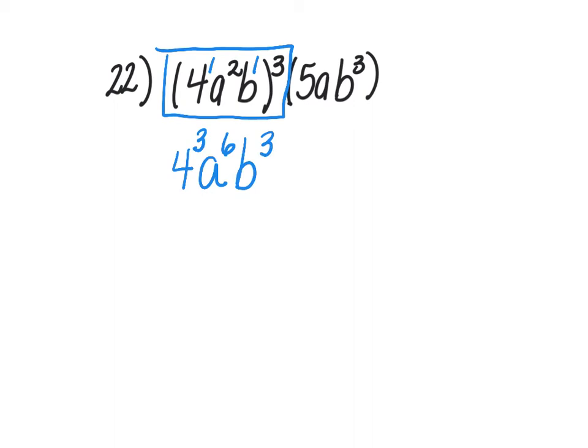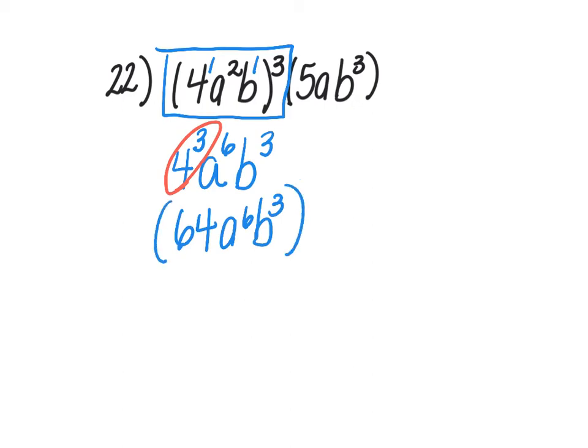But 4 to the third needs to be simplified because I have to multiply. 4 to the third is 64. So this is 64, a to the 6, b to the third. And it's going to be multiplied by 5a b to the third. So that was the power rule, getting rid of that outside power.